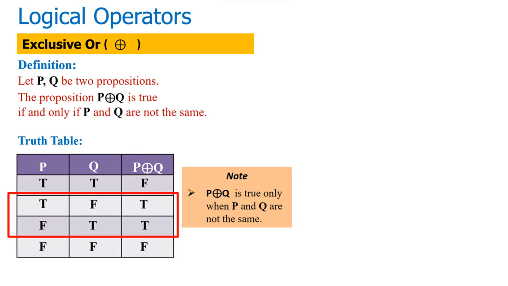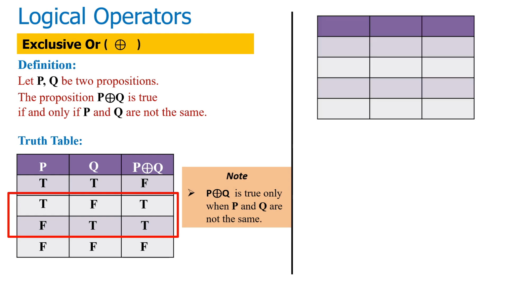Let us observe these values. We can understand that P exclusive or Q is true only when P and Q are not the same. The same table can be generated with zeros and ones. P, Q, P exclusive or Q.